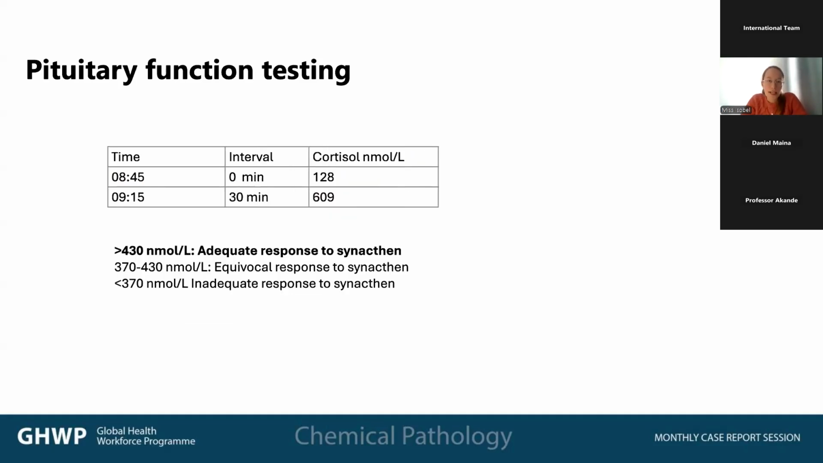They also did a short synacthen test to check the response of the adrenal glands. So at 8:45, the cortisol was 128. She was given the synacthen, and then at 9:15, 30 minutes later, her cortisol level had gone up to 609, which shows that there was an adequate response to synacthen. So at this point, they were happy with that.